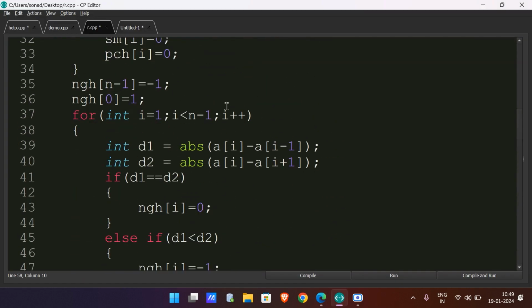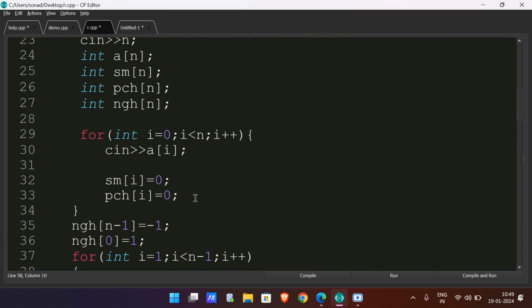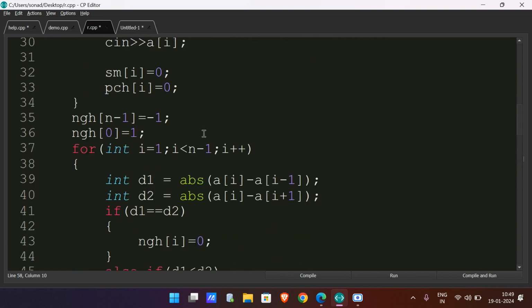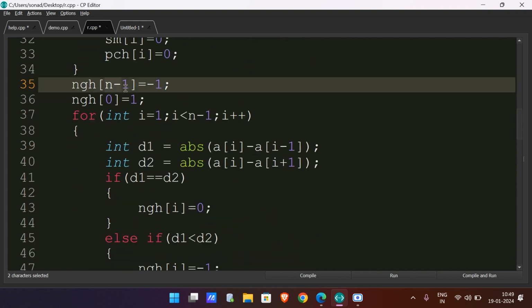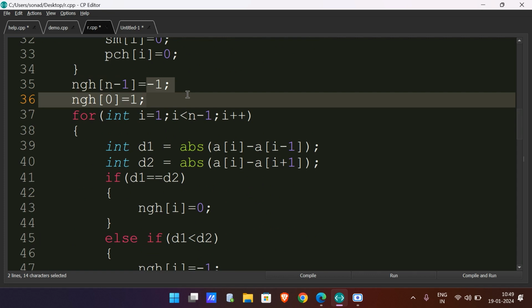What I did is I've taken the input and initialized it with 0. Now for the last city, there is only one neighbor, that is to the left. That's why I'm using -1. And for the 0th city, the neighbor would be at the right. That's why I'm using 1 for the right and -1 for the left, and 0 for both.